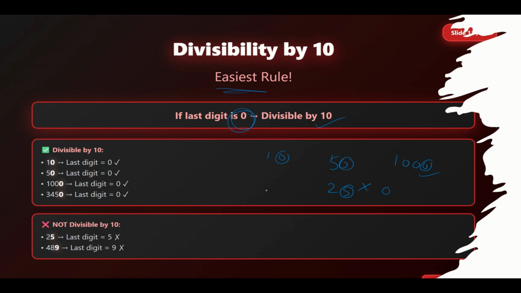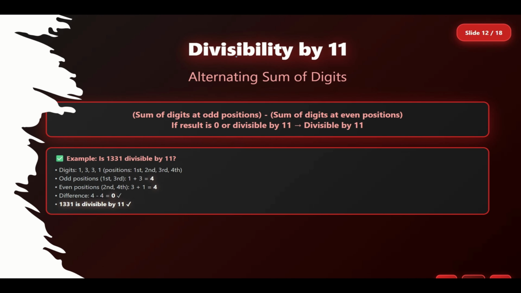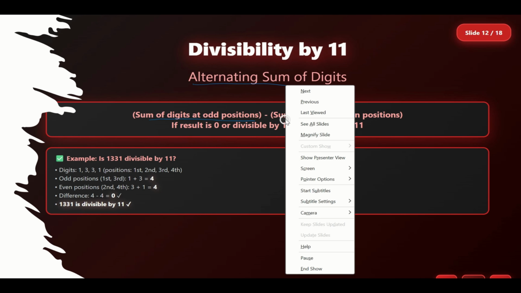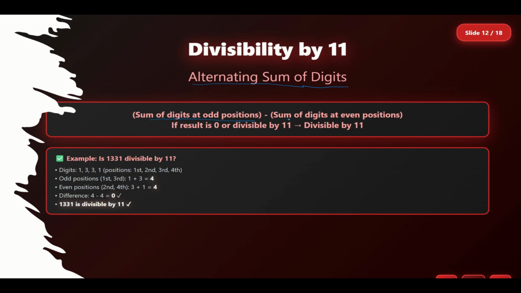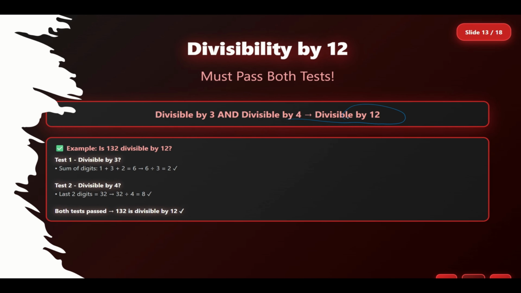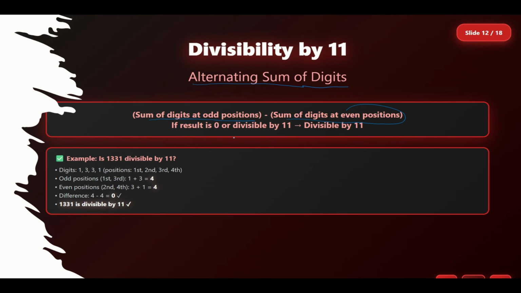Now, here is a fascinating one. Divisibility by 11. This uses something called the alternating sum method. Here is how it works. Add all digits at odd positions, that is first, third, fifth, seventh, and so on. Add all the digits at even positions, second, fourth, sixth, eighth, and so on. Subtract the two sums. Try to find the difference of those two sums. If the result is 0 or divisible by 11, the entire number is divisible by 11.